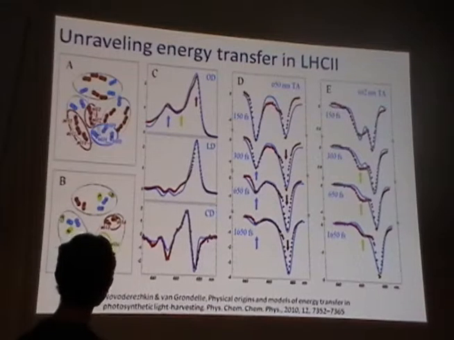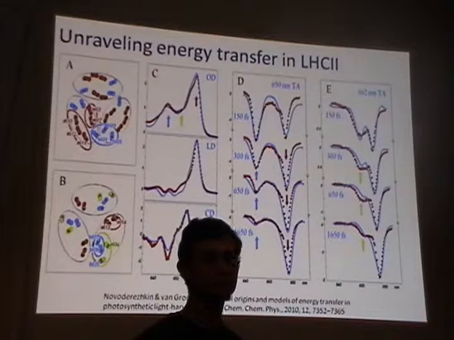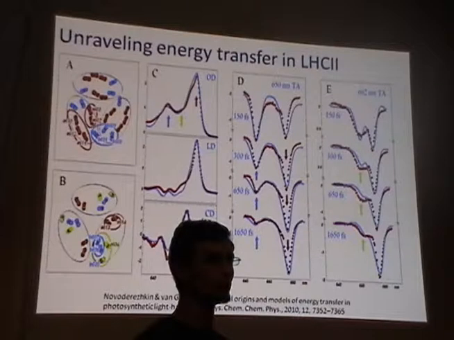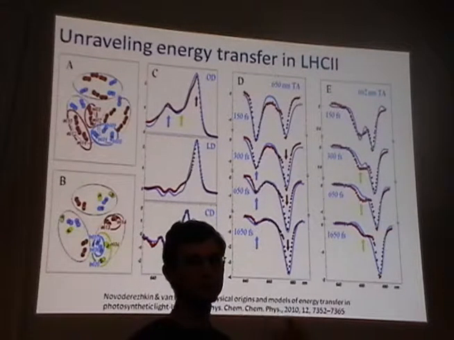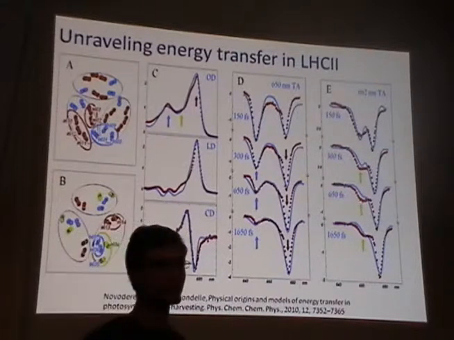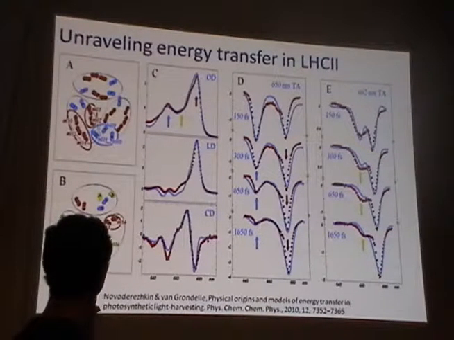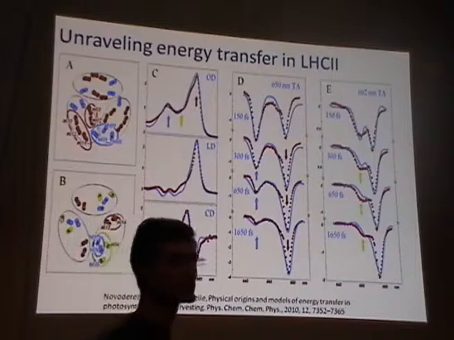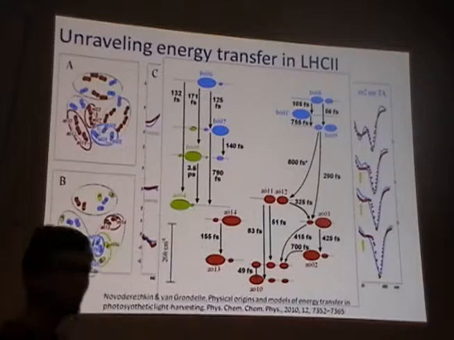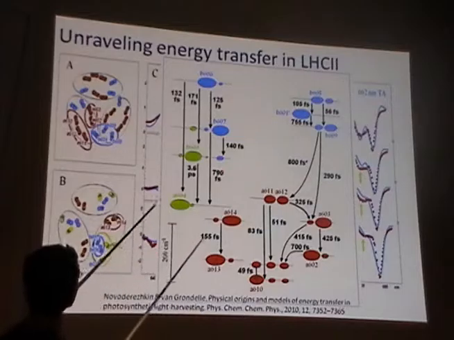Transient absorption at 650 nanometers, transient absorption at 662 nanometers, different delay times. I'll elaborate on this a bit later. The fit might not look perfect to you, but thinking about the conditions, it's actually a very good fit, because the model that was used was only a monomer model that was fitted on the whole trimer data. And you have to make some approximations because of the complexity of the system.